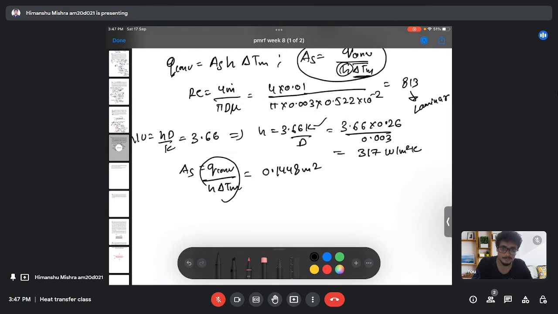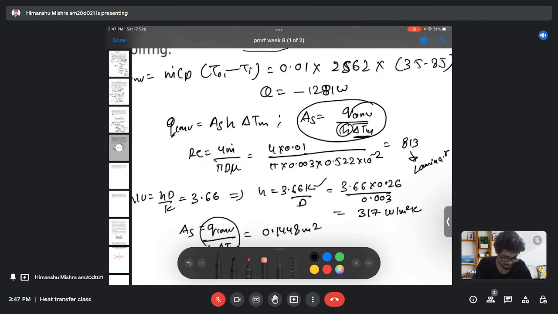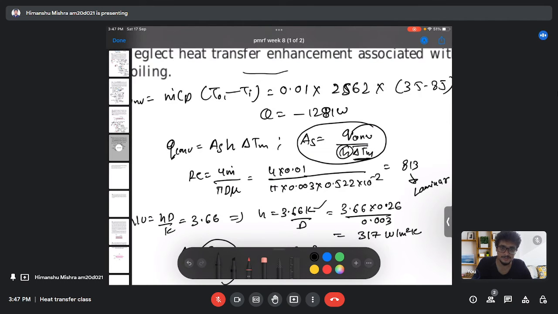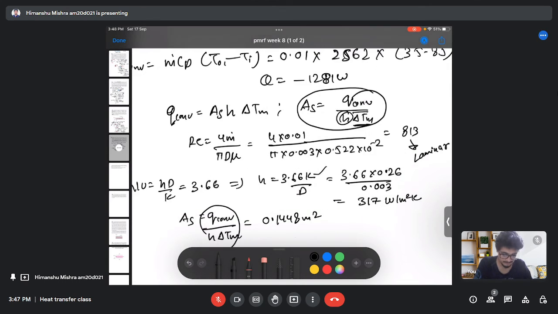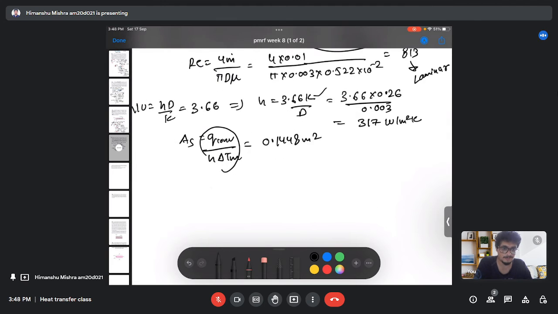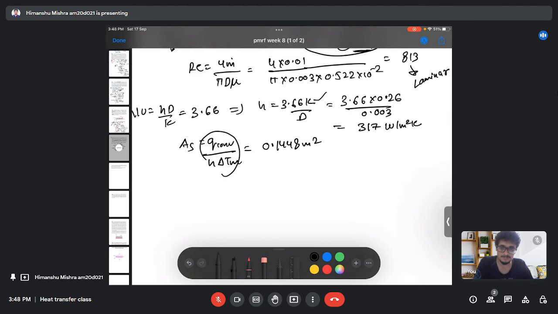So the question is similar to the previous one, even though it is based on internal forced convection. We found the heat transfer first, and we found the heat transfer coefficient based on the Nusselt number correlation. We found the flow is laminar, so we use a laminar Nusselt number correlation to find the heat transfer coefficient. And from the heat transfer equation, Newton's law of heat transfer expression, we just find the area.